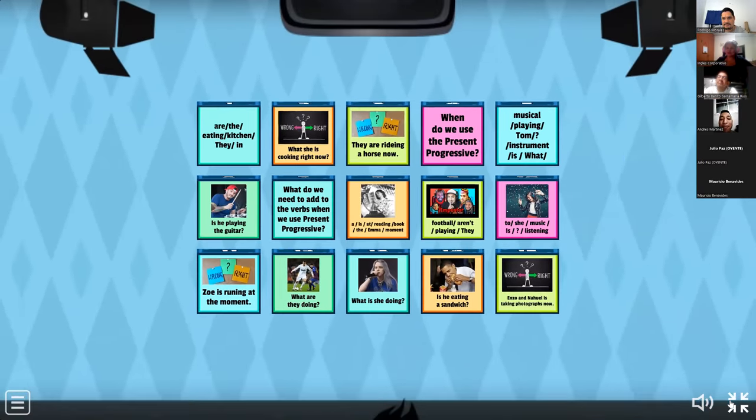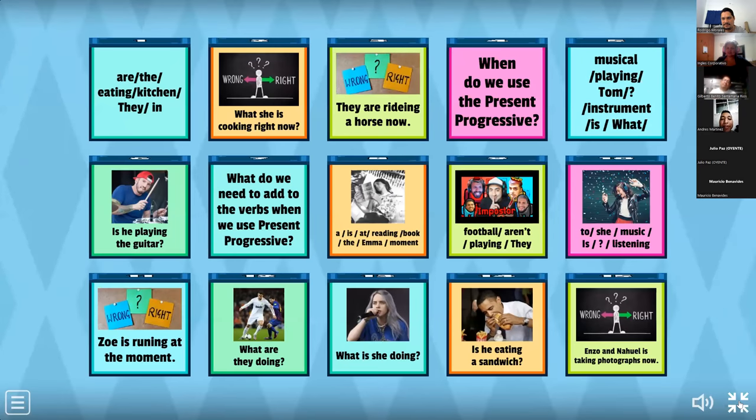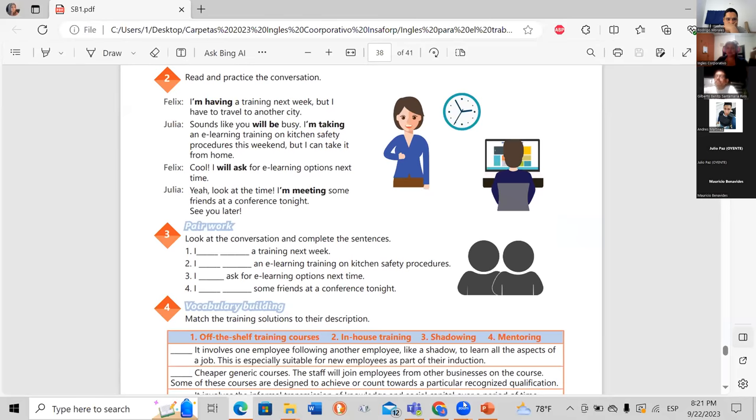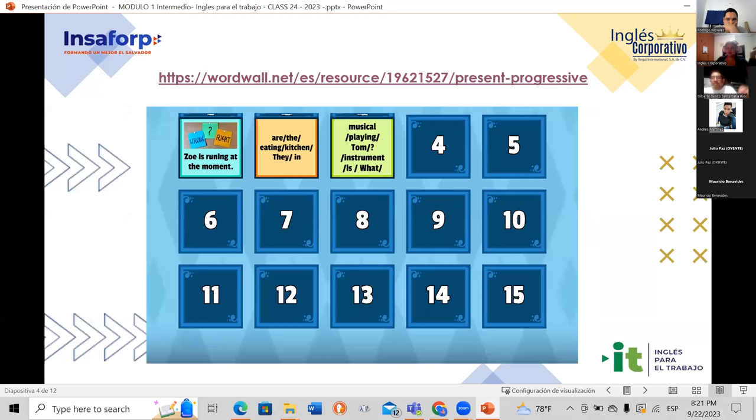Okay, very good. Thank you so much. So I can see that you have clear when we use present progressive. Okay, and what do we need to add to the verb to make it present progressive? The form that we create the sentences or questions, and how we answer a question when we are using present progressive. Okay, good job. Thank you so much for your participation there. We're going to continue.